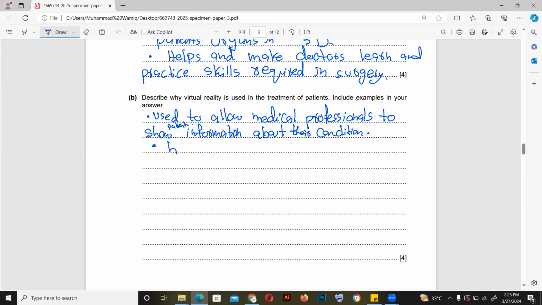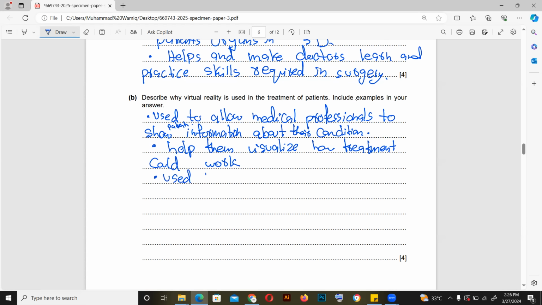They also help them visualize how treatment could work. Like in the treatment of patients, the doctors can satisfy the patients by giving them an example of virtual reality showing that this is the problem they have, and they can even visualize how these medications can help them work.